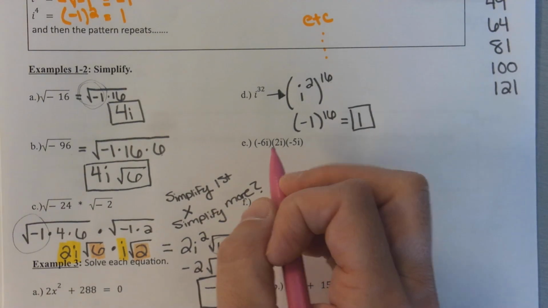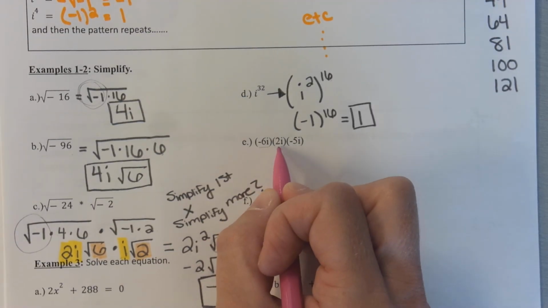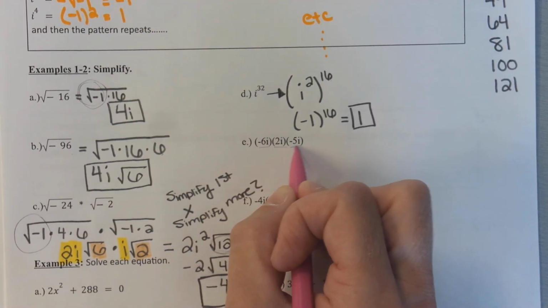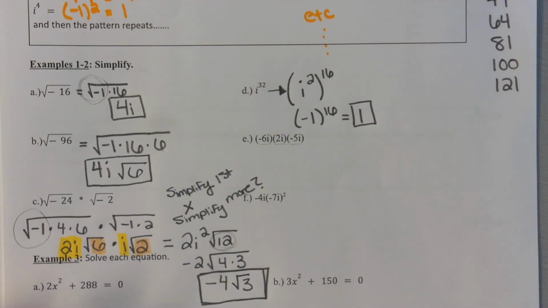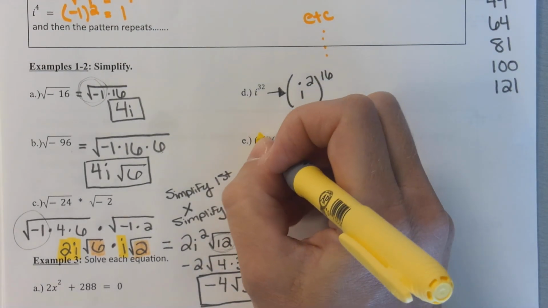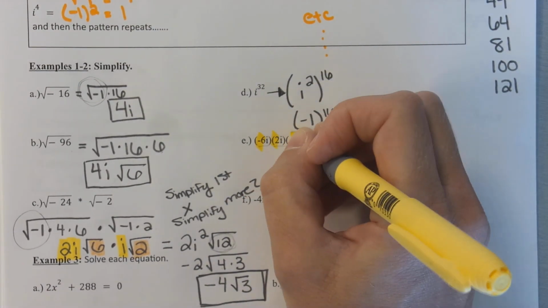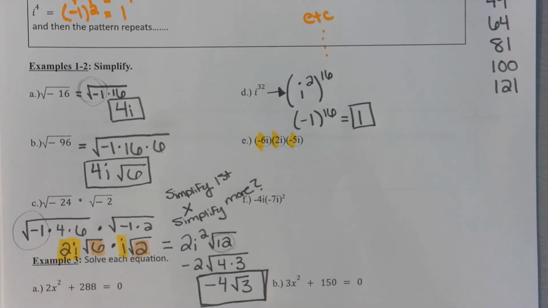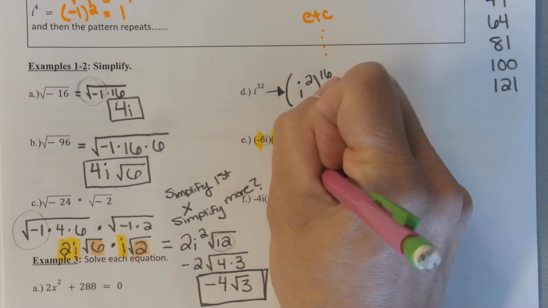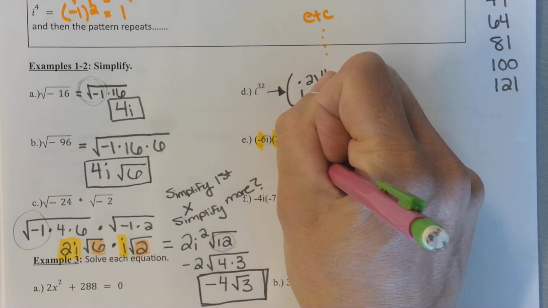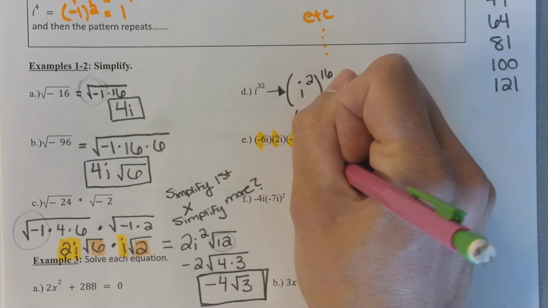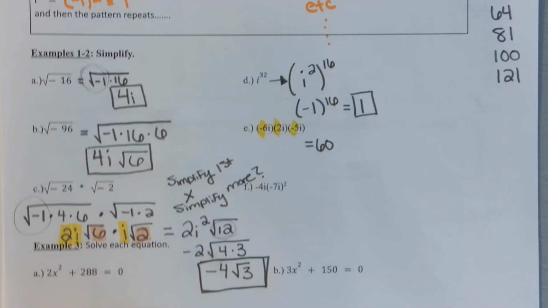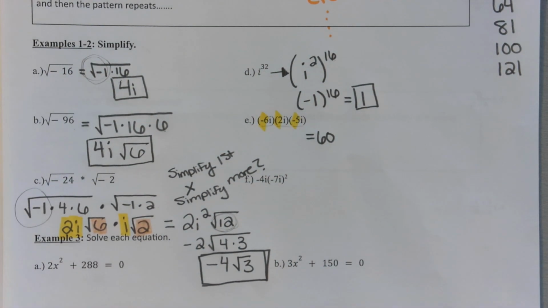All right, next, -6 times 2 times -5. I'm going to start with just the coefficients. If I multiply -6 times 2 times -5, what am I going to end up with if I'm just thinking about the numbers? 60, yeah. And you can always use a calculator to help yourself. Remember, you have access to them on the quizzes and tests too.